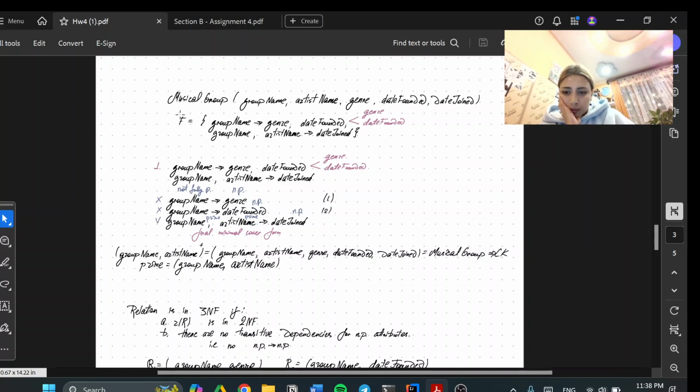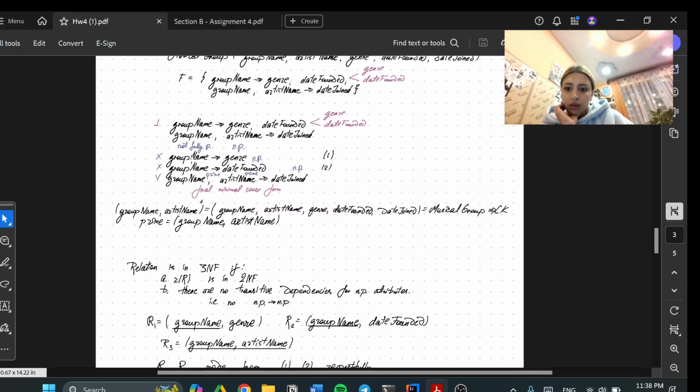And functional dependencies are group name to genre and date founded. By first step we split. Group name and artist name goes to date joined. So this is the final form. We split that up. Group name to genre, group name to date founded, group name and artist name to date joined. Nothing else to change. This is the final minimal cover.